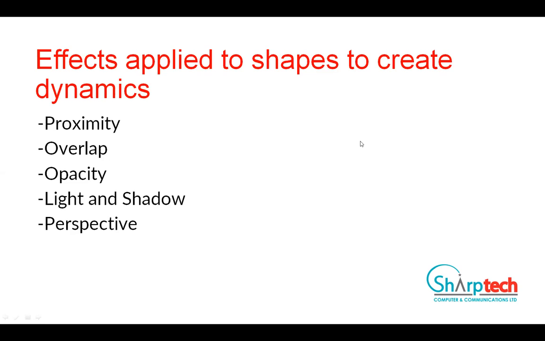Dynamics may reflect maybe the posture or the appearance, because we are going to apply effects onto shapes, okay? And the reason why we are applying those effects is to change the outlook, to bring something out, to bring some unique appearance of something. So some of the effects we are going to apply include proximity, overlap effect, opacity effect, light and shadow effect, and then the perspective effect.